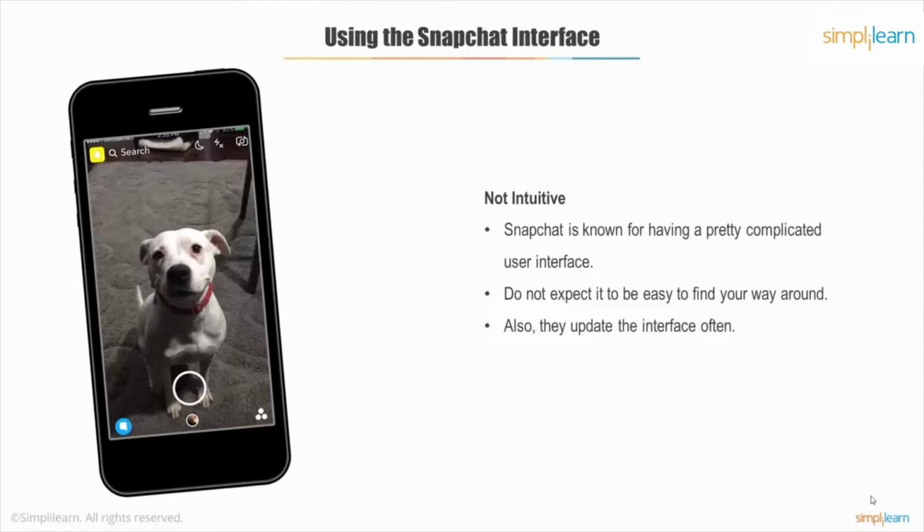Now, in terms of using the Snapchat interface, it's important to keep in mind that unlike a lot of the popular social media channels, Snapchat is not intuitive. In fact, it's known for having a pretty complicated user interface. So you don't necessarily want to expect it to be easy to find your way around. In fact, if you're above their 30-year-old demographic, you may play around with it for a couple minutes and find that you need to go get someone who's more familiar with it and say, what is this and how does it work? Or go look something up.